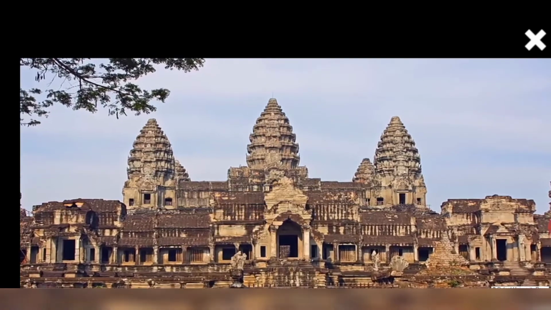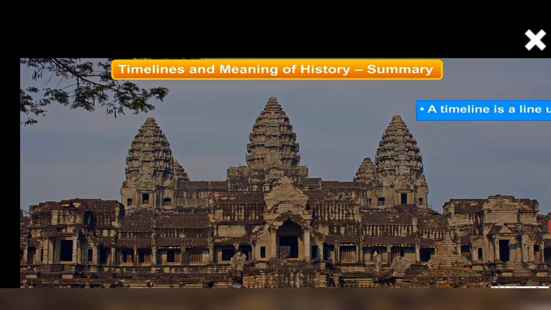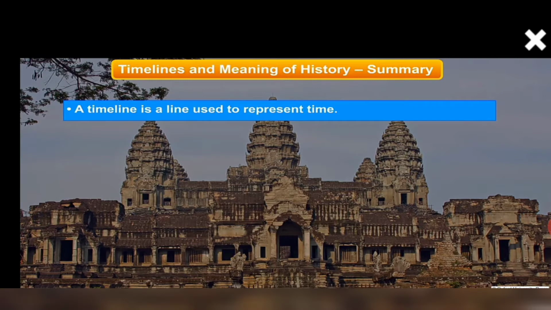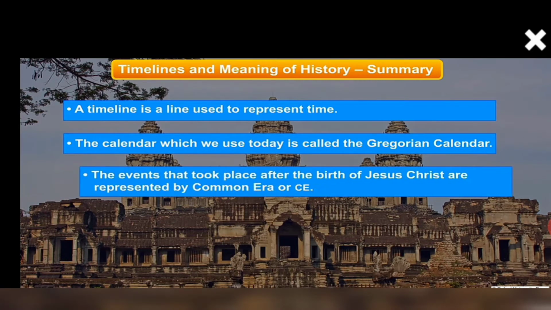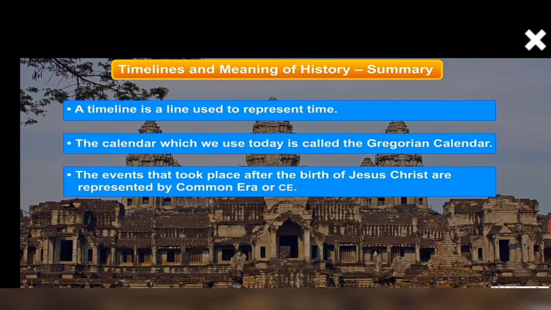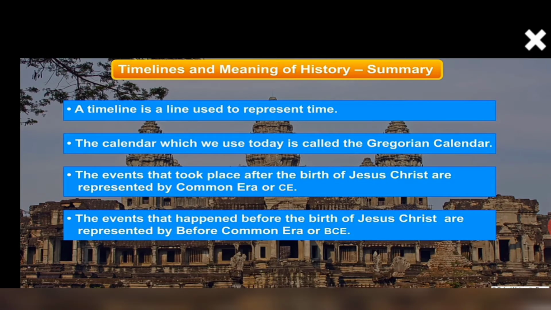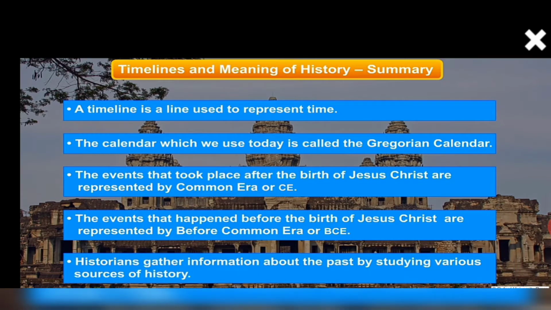Let us recall what we just learned. A timeline is a line used to represent time. The calendar which we use today is called the Gregorian calendar. The events that took place after the birth of Jesus Christ are represented by Common Era or CE. The events that happened before the birth of Jesus Christ are represented by Before Common Era or BCE. Historians gather information about the past by studying various sources of history.